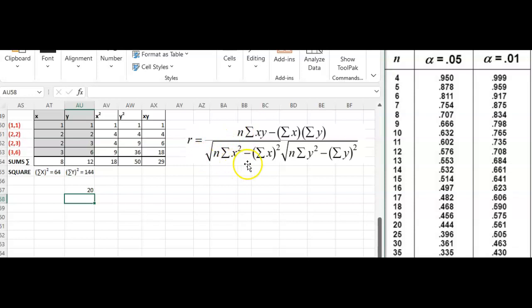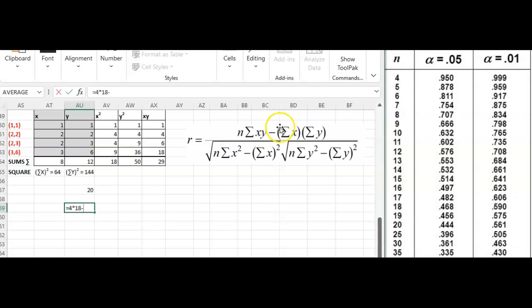We have the square root of this, and then we have the square root of that. So I'm just going to take it in pieces to make it easier. First I'm going to do what's underneath this square root symbol. Again, we have n, which is 4, and I'm going to multiply that times the sum of x squared. So here's x squared, and the sum is 18.